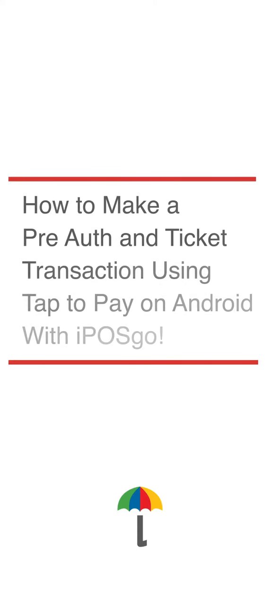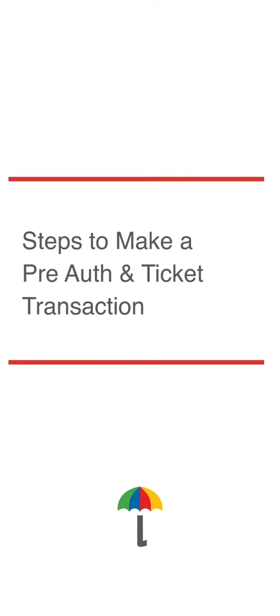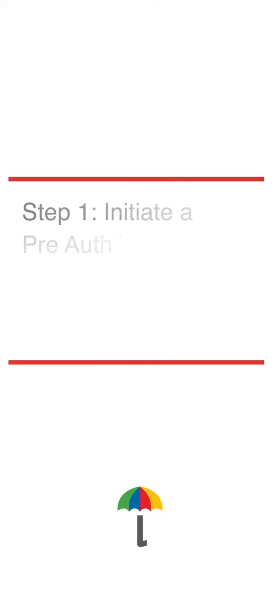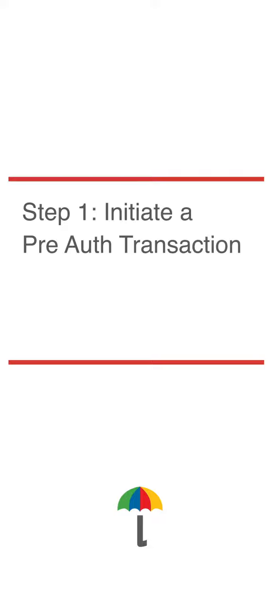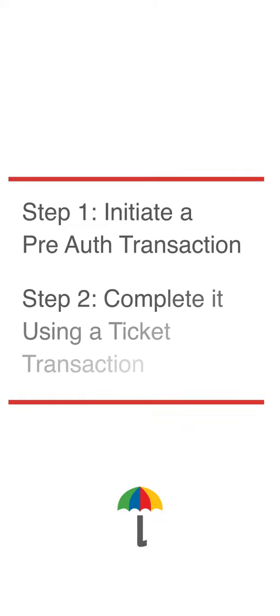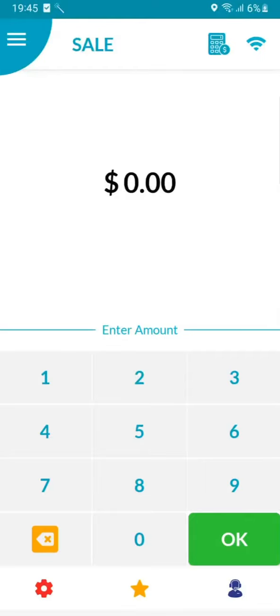This video is to educate merchants on how to make a pre-auth and ticket transaction using Tap to Pay on Android with iPOSgo. To understand this process better, let's break this video into two parts. First, we'll initiate a pre-auth transaction. Then, complete it with a ticket transaction. Let's start with the pre-auth transaction.